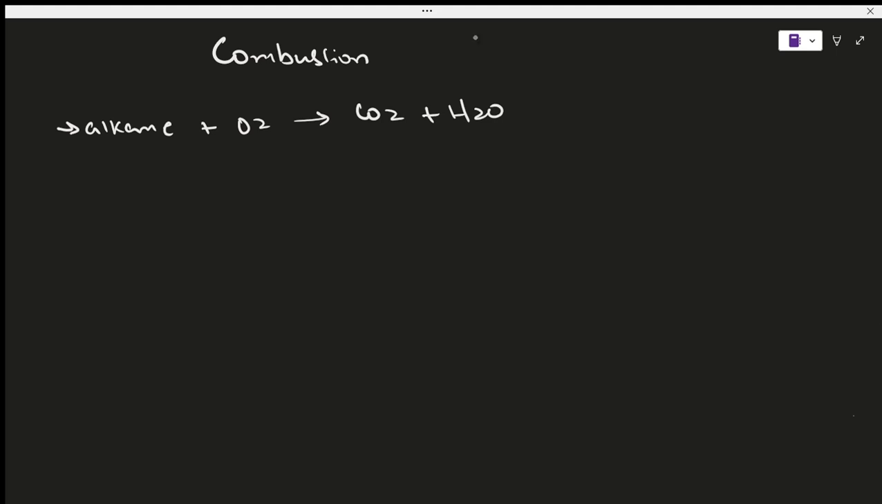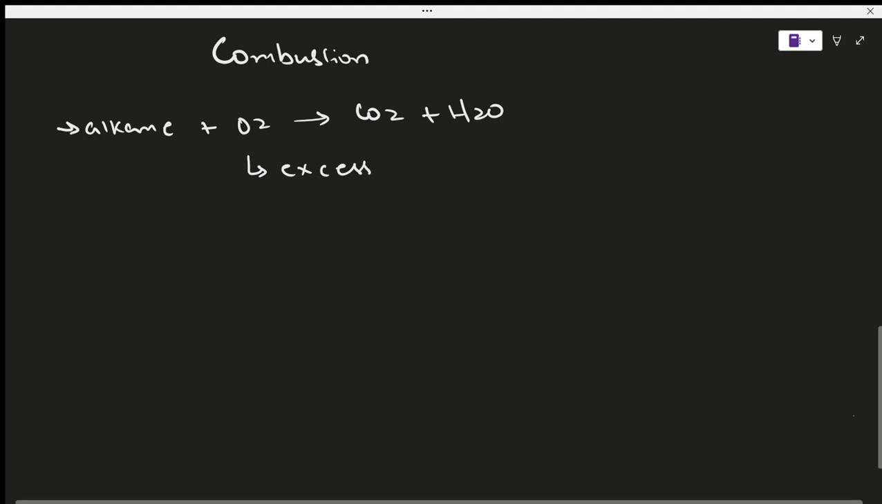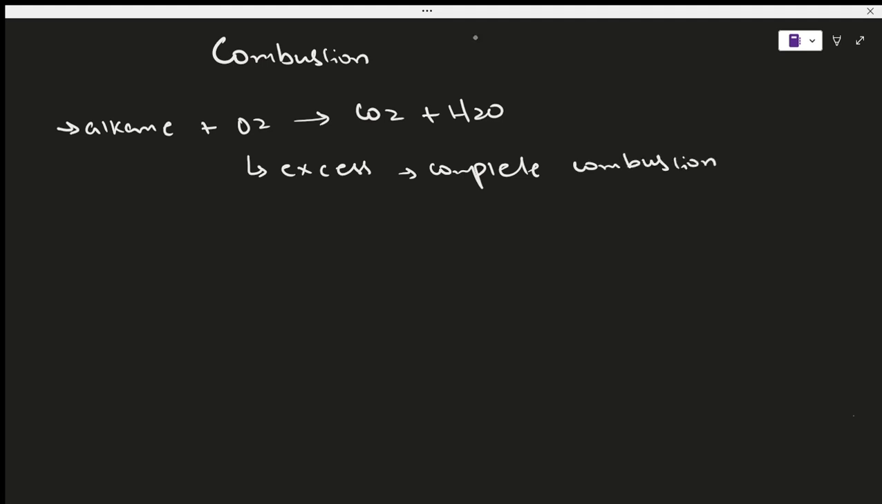The thing that we need to remember here is that this oxygen is going to be in excess. What does this mean? That the oxygen is in a very large quantity, or in terms of the question, they're going to say that the reaction is happening in the air. By that you can assume the oxygen is in excess, and this is what we call complete combustion. Combustion has two types: one is complete combustion, and the other is incomplete combustion, and we'll talk about that as well. So this is complete combustion, and you know that oxygen is going to be in excess.